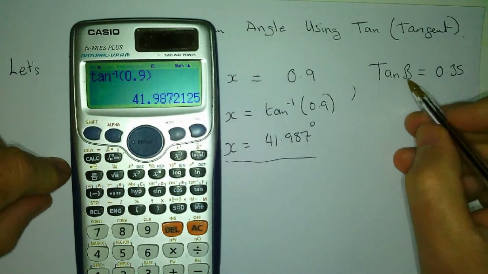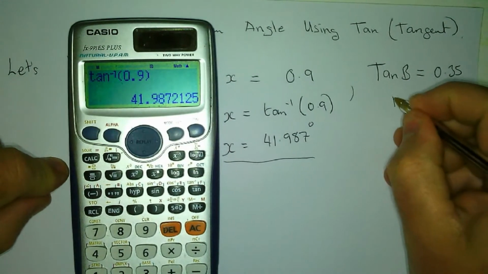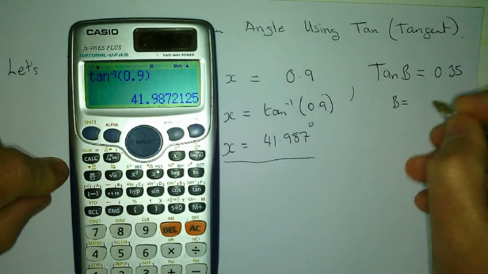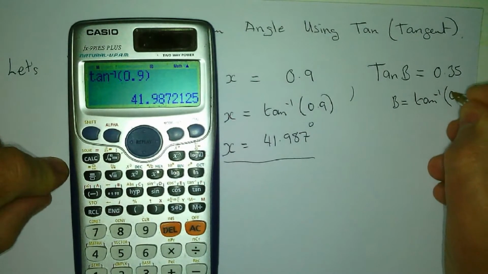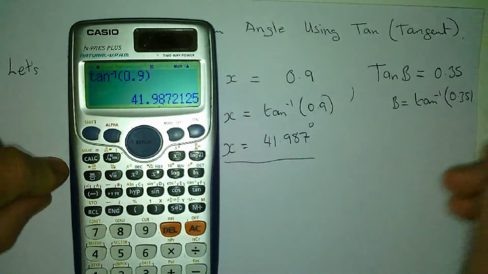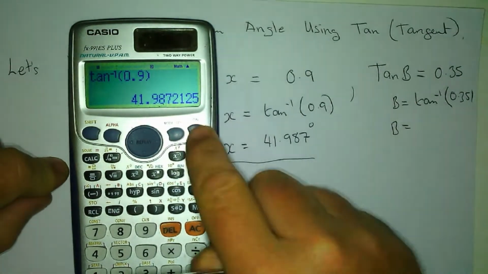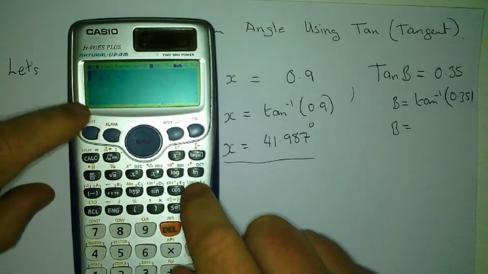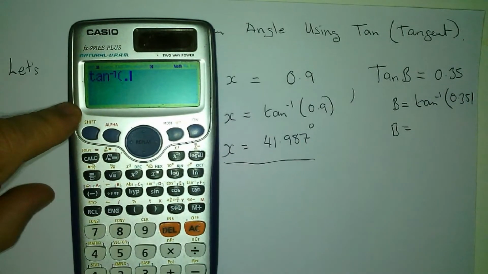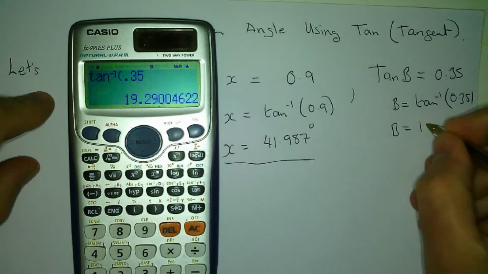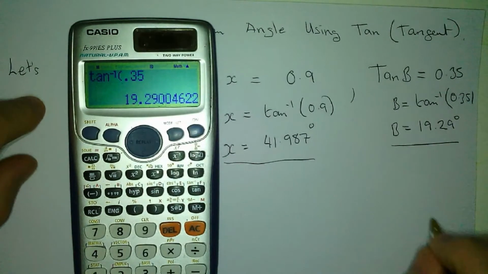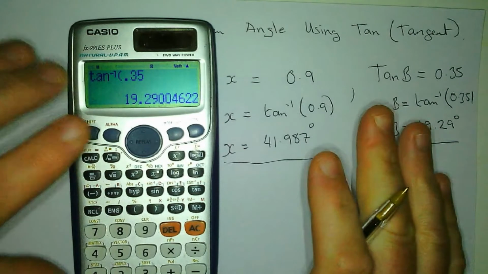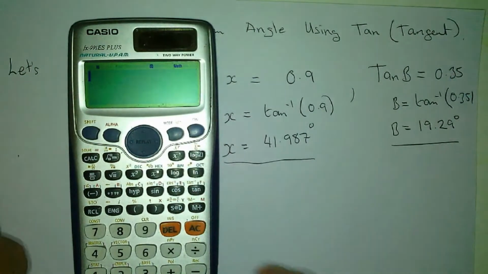For this one here, I've just used B. B equals, tan comes across the other side, tan to the minus 1, 0.35. Then clear my calculator, shift, tan, 0.35, and equals, and you get 19.29 degrees. Okay, so how are we going to apply that skill into a question with a triangle?